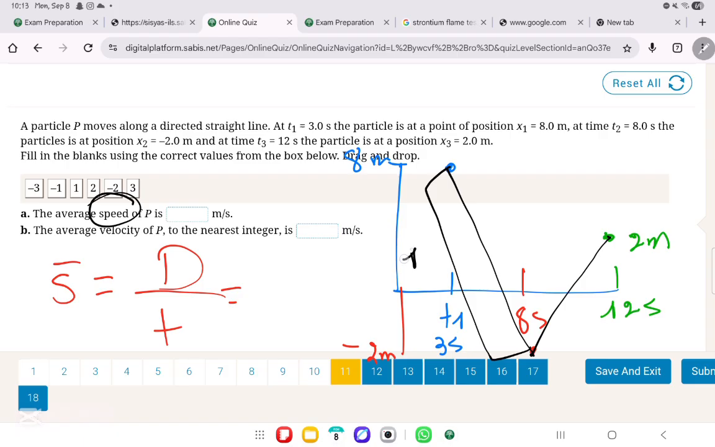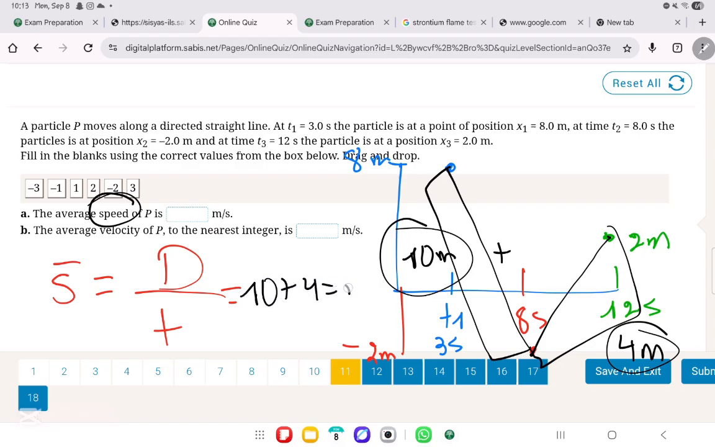Plus, then it moves from minus 2 to 2. This is 4 meters. So what's the total distance covered? The total distance covered in this case is 10 plus 4, which is 14. Over the total time, it's at 12 seconds, but it started at 3 seconds. So 12 minus 3, what's the total time here? This is 9 seconds. So 14 meters over 9 seconds.